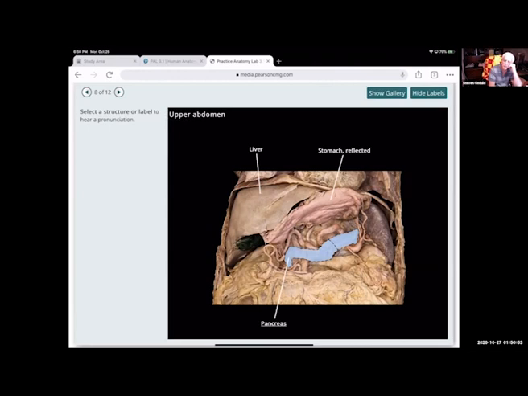Remember, the pancreas has exocrine and endocrine functions. It has exocrine because it releases into the duodenum of the small intestine, and has endocrine because it releases insulin and glucagon into the bloodstream. So it's one of the few organs that has both exocrine and endocrine functions. So again, you have the pancreas, your stomach that's been pulled up, and then the liver.